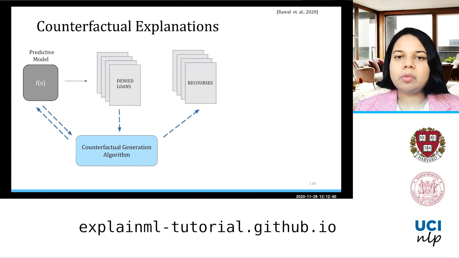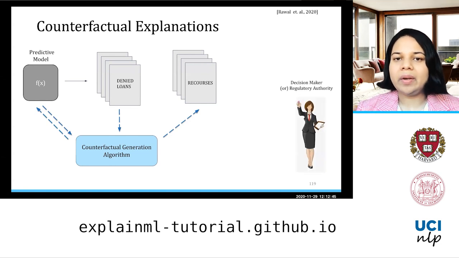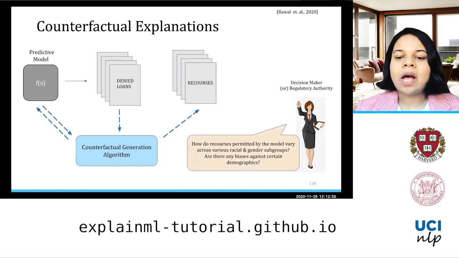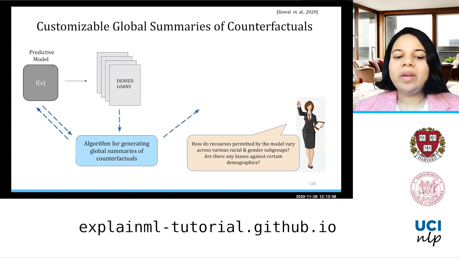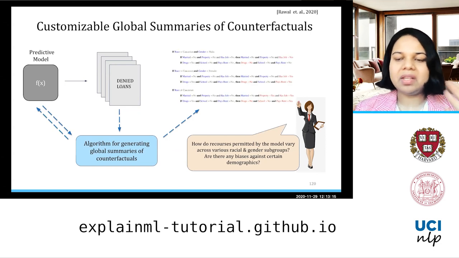Now let's take a different perspective on this application scenario. Let's say we have a decision maker or regulatory authority who is asking some big picture questions about the recourses. For example, this decision maker or authority might ask how the recourses permitted by this model vary across various racial and gender subgroups and if there are any biases against certain demographics. In order to answer such questions, we need algorithms which can generate global summaries of counterfactuals.